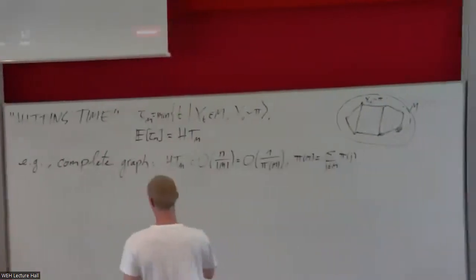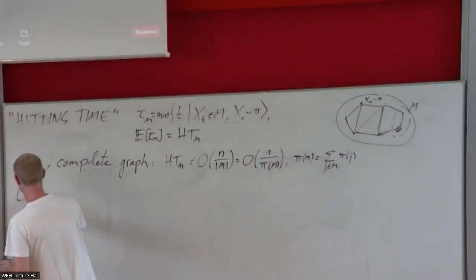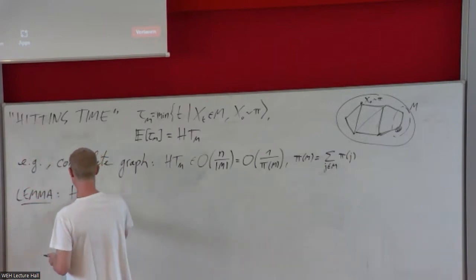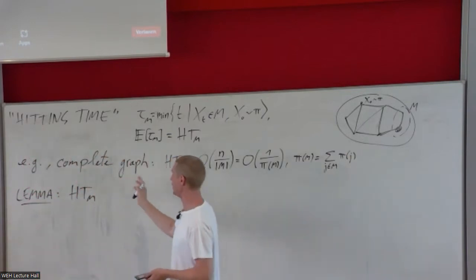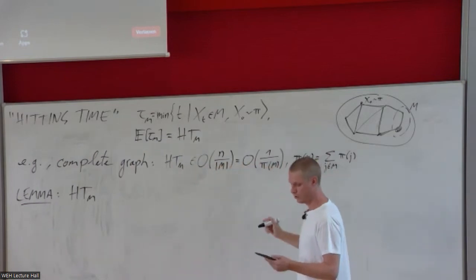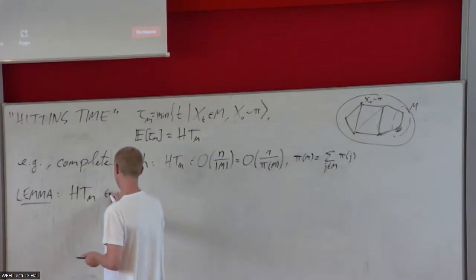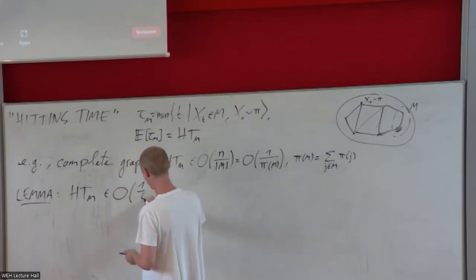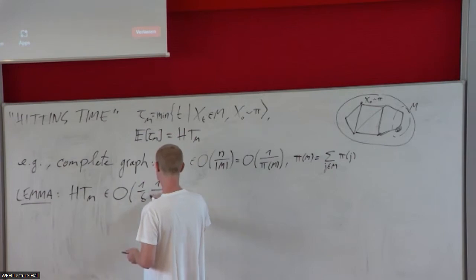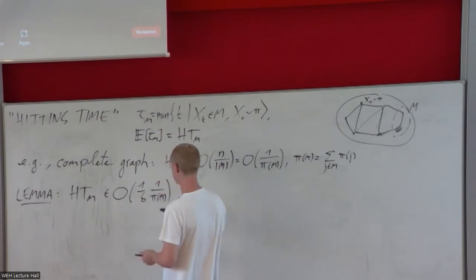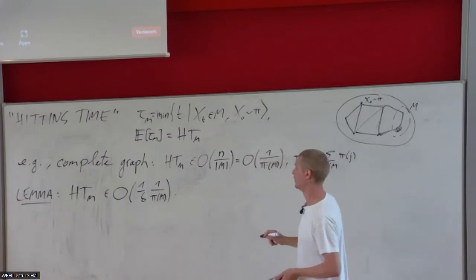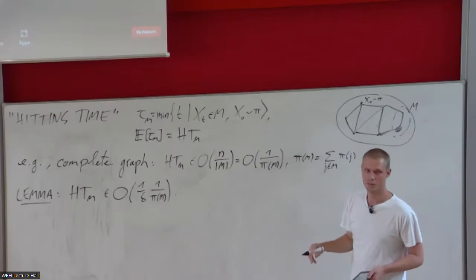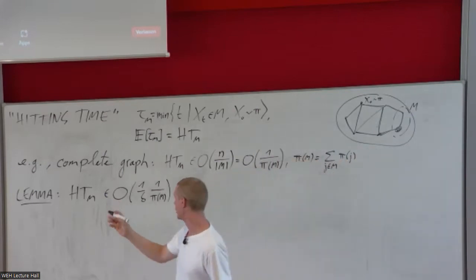That brings me to this lemma that I want to state here, which is that the hitting time of a set M, for any graph at all, will be of the order 1 over delta times 1 over pi of m. We see that this pans out for the complete graph, where we get the exact same expression, but it doesn't for the cycle, for instance.